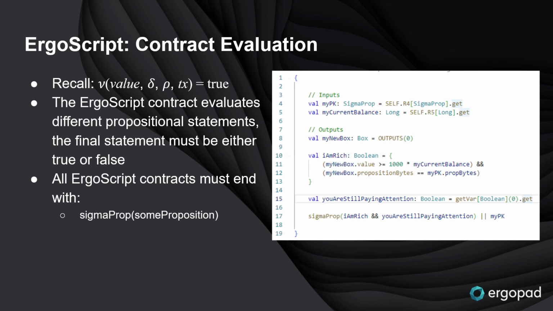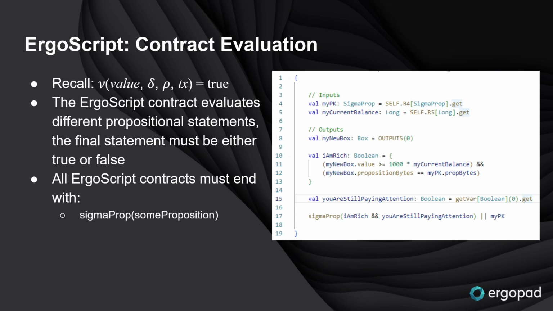So any address that you want to access, you can access it as a sigma prop type or as the proposition bytes. Then we're also accessing your current balance, which is in self.r5. And then we're going to create a new output box.